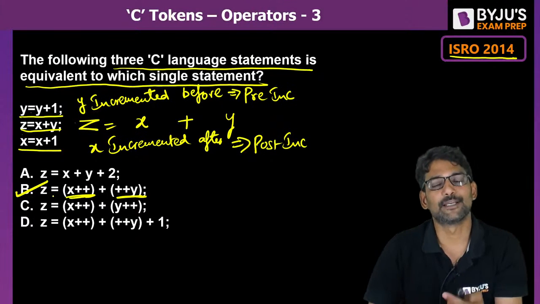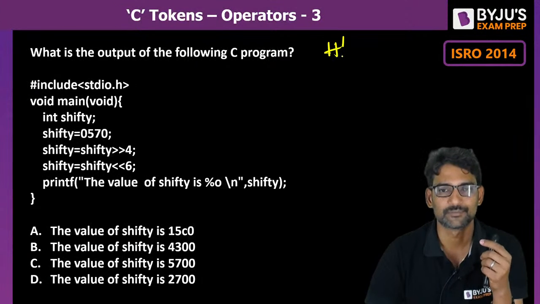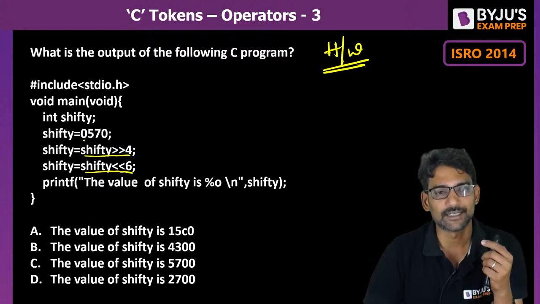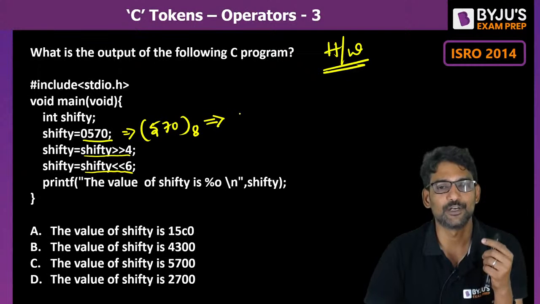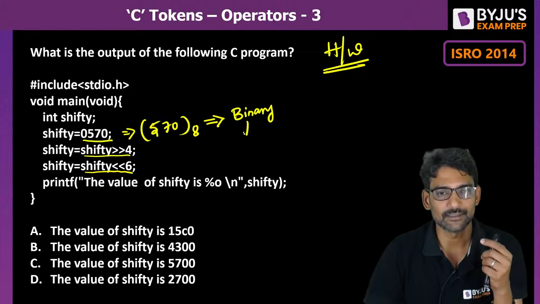Now I'll give 2 questions for your homework, dear friends. This is one question based on shift operator. Here 0570 means 570 is in the octal number system. So convert this first into binary, then do shift operation, then convert back to octal.